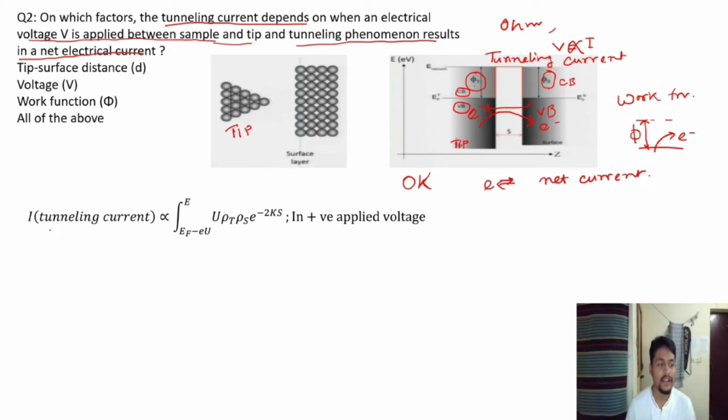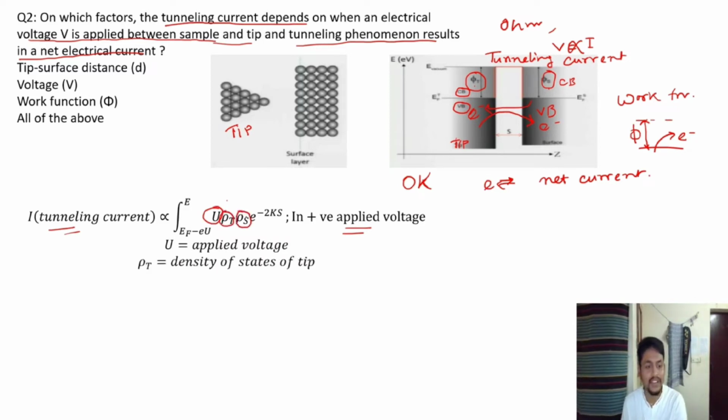Normally the tunneling current is proportional to this equation, obviously with a positive applied voltage, because otherwise we will not gain any net current. Otherwise it is only equilibrium: whatever current goes from tip to surface comes again from the surface to tip, so there is no net current. We already know that we get tunneling current when a voltage is applied. Let's say we have applied a positive voltage, then the tunneling current will depend on this U. What is this U? This is the applied voltage. Now it will depend upon rho T and rho S.